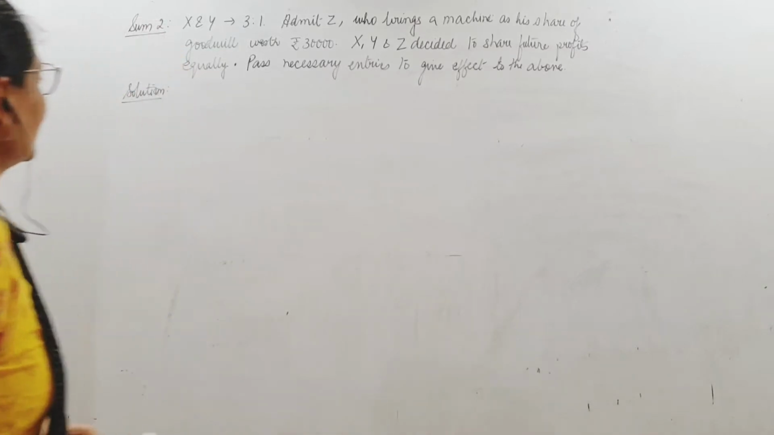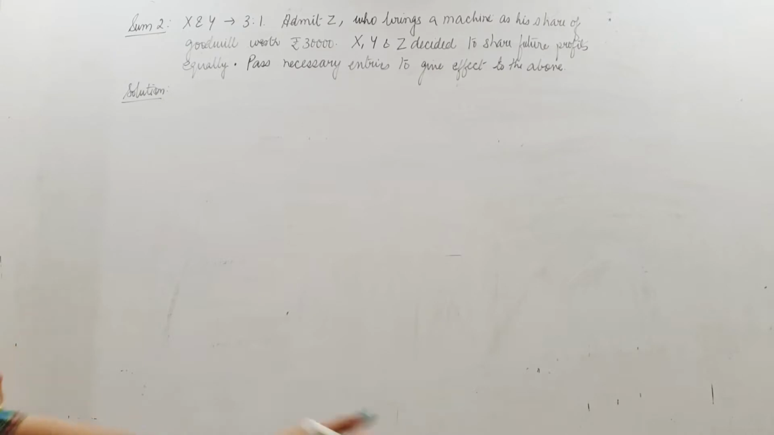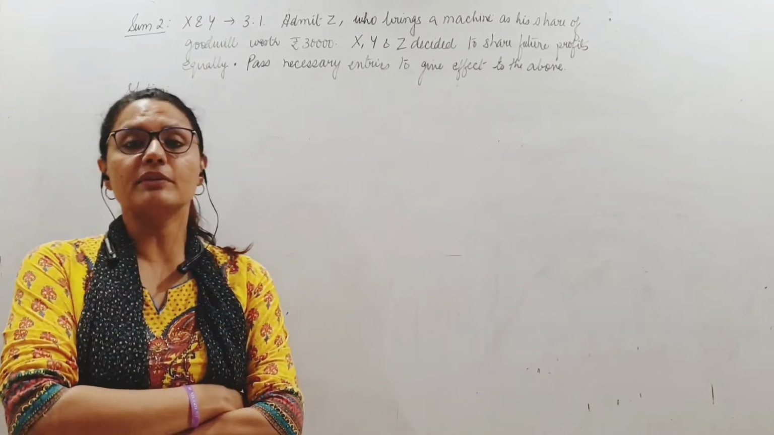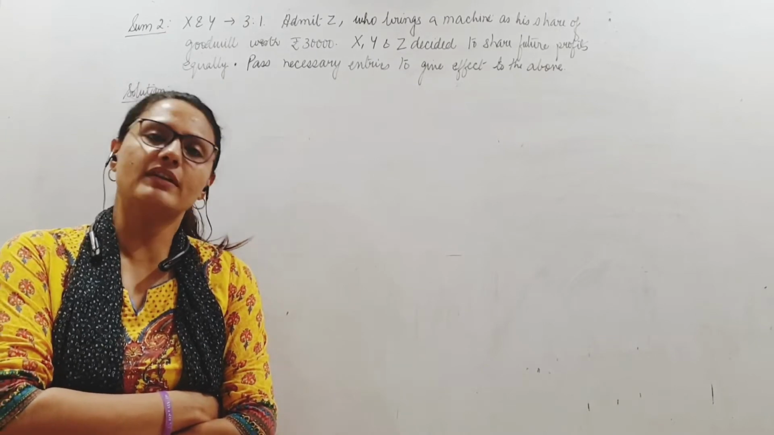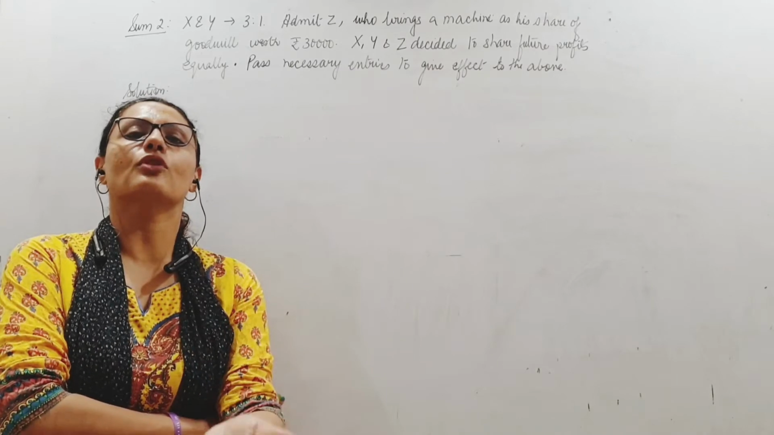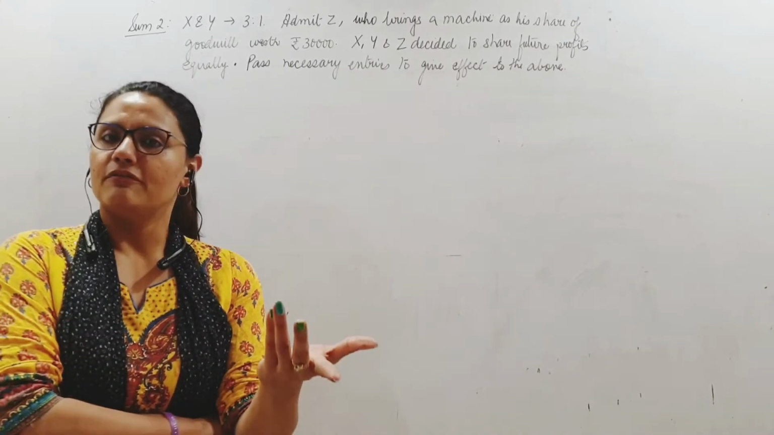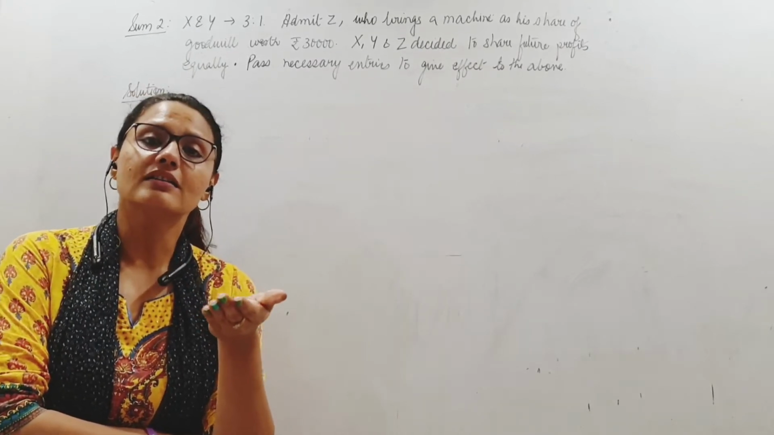Sum 2. X and Y are partners sharing profits in the ratio of 3:1. They admit Z, who brings in a machine as a share of goodwill worth 30,000. Now what is he bringing in? Not cash. But it is not even said that he is unable to bring in anything, be it cash or any other asset, whatever be the form of asset. He is bringing in something to compensate the old partners. Fair enough. So we consider this machine a substitute for cash.